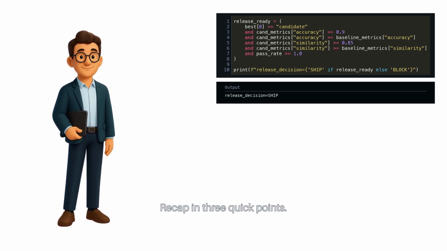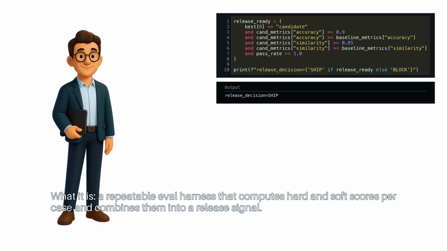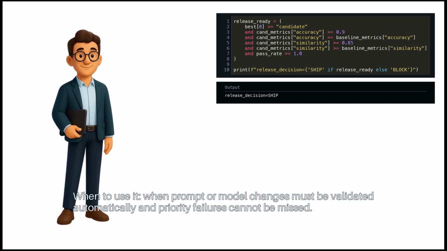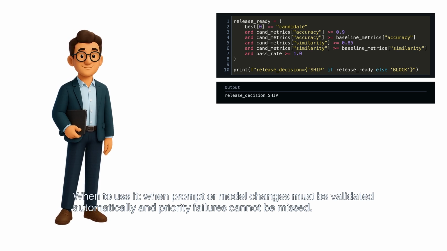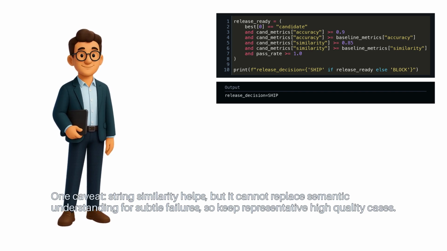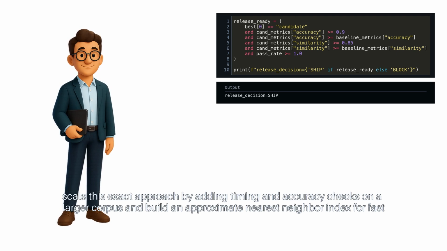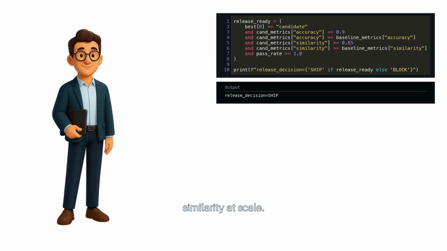Recap in 3 quick points. What it is: a repeatable eval harness that computes hard and soft scores per case and combines them into a release signal. When to use it: when prompt or model changes must be validated automatically, and priority failures cannot be missed. One caveat: string similarity helps, but it cannot replace semantic understanding for subtle failures. So keep representative high-quality cases. Next step: scale this exact approach by adding timing and accuracy checks on a larger corpus, and build an approximate nearest neighbor index for fast similarity at scale.